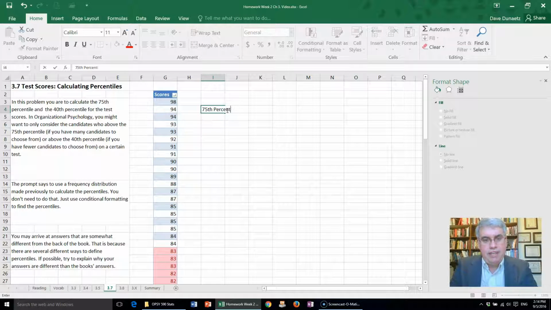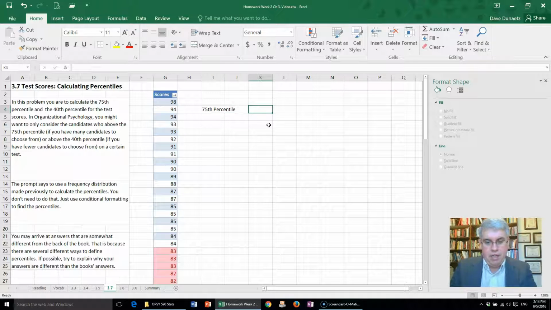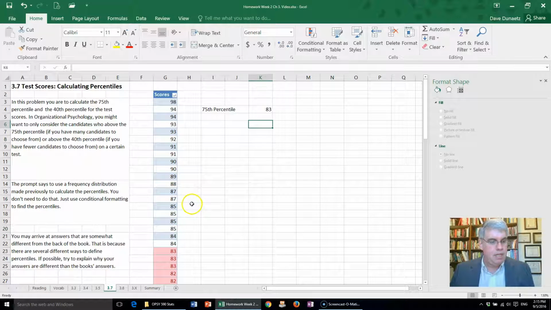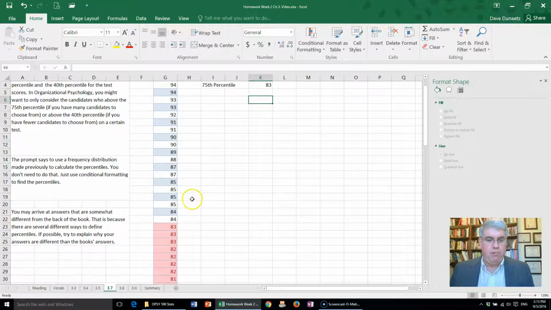So the 75th percentile, we could say it's 83, we could say it's 84, we could say it's 83.5. Let's just say that it's 83. The 75th percentile is 83, so we might only want to look at people that get 83 and above or 84 and above. Now the book used a formula that says that it's 82.5.